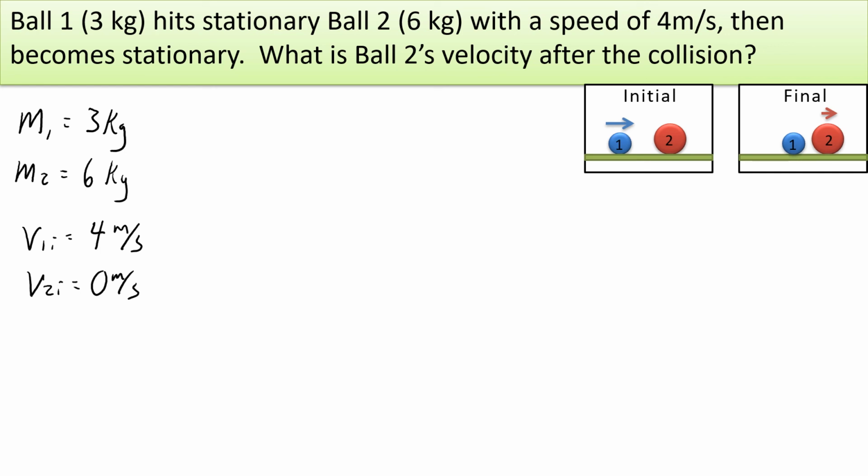So it says, oh, then it becomes stationary. So ball 1 hits it with 4 meters per second. That's 4. And then it becomes stationary here. So that means the final velocity of ball 1 is 0 meters per second. And they ask, what is ball 2's velocity after the collision? That is the piece of unknown.